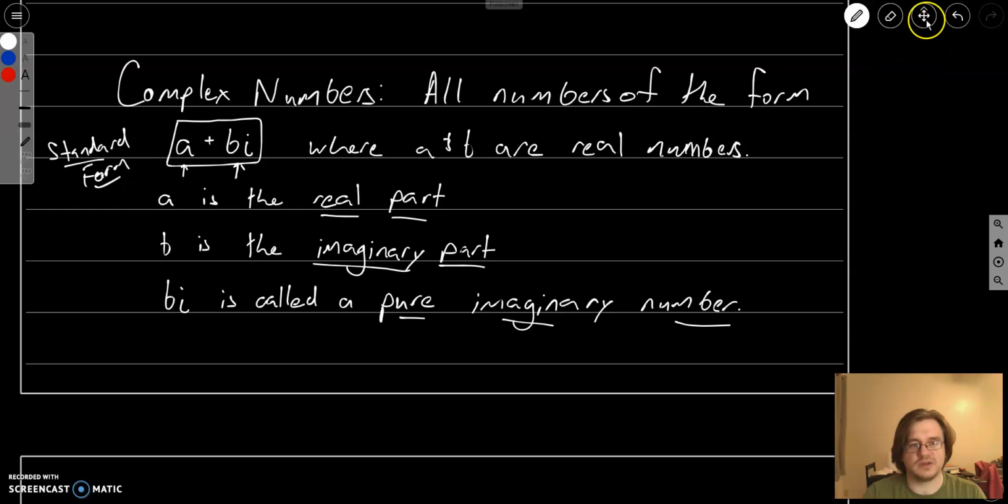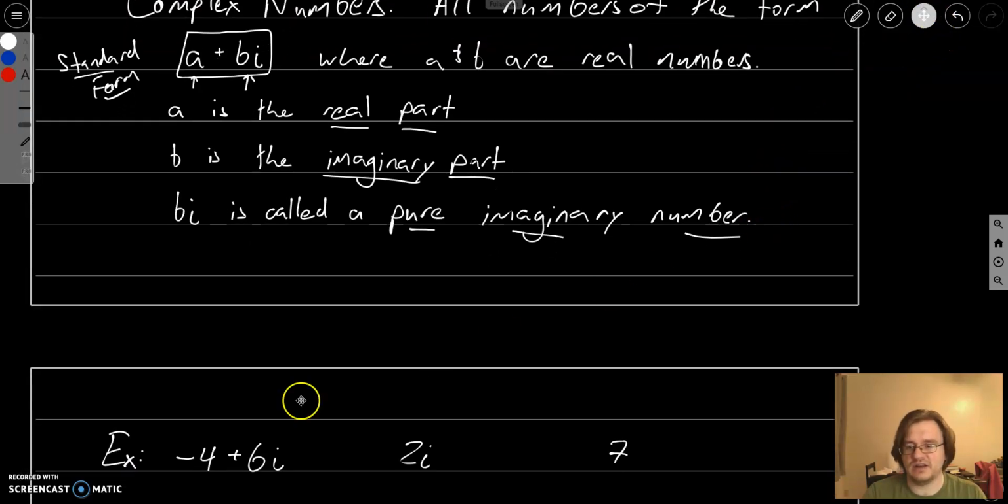So for example, I have some written down here. We could have -4 plus 6I. So A here would be -4, and 6 would be B. We call A the real part, and B is going to be the imaginary part. For the obvious reason, B has an I attached to it, and I we've called the imaginary number, or the imaginary unit. If a number doesn't have this A out front, and it's only an imaginary part, we'll just call this a pure imaginary number. It doesn't have a real part.